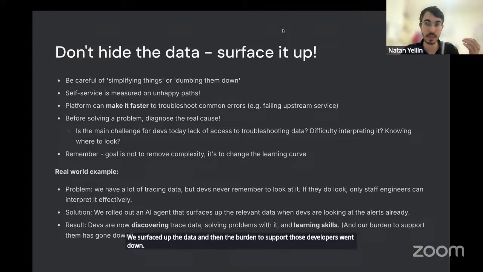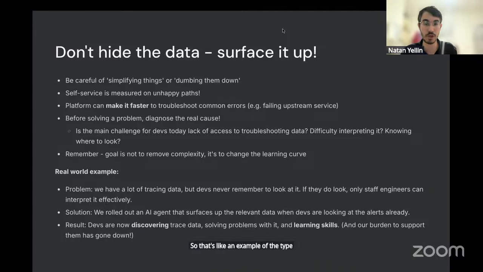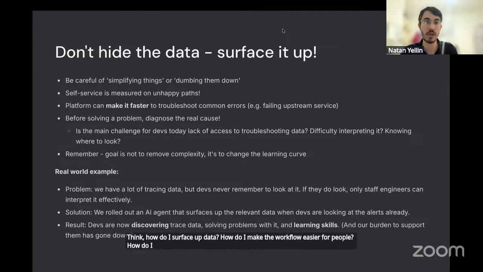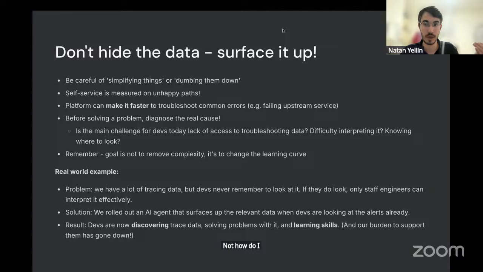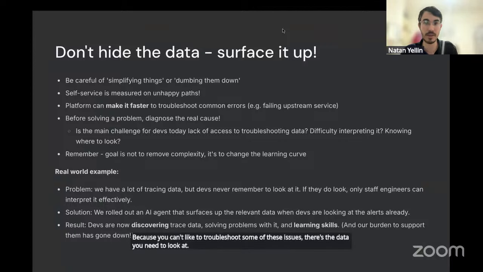So that's an example of the type of thinking that you should do. Think, how do I surface up data? How do I make the workflow easier for people? How do I help them find the right data faster? Not how do I hide the data or how do I simplify it? Because to troubleshoot some of these issues, there's data you need to look at. You can't simplify. If you hide it, you make things harder, not easier.